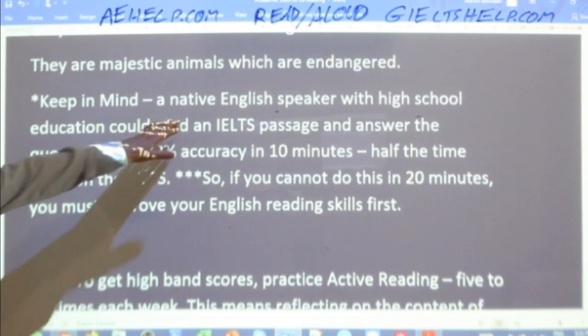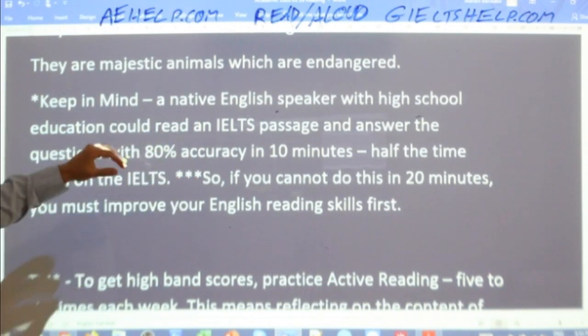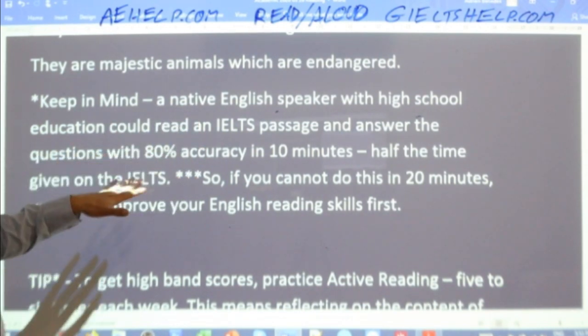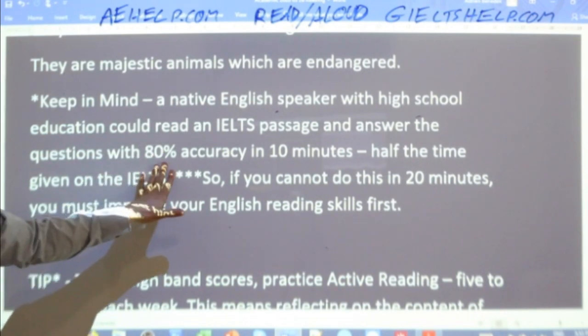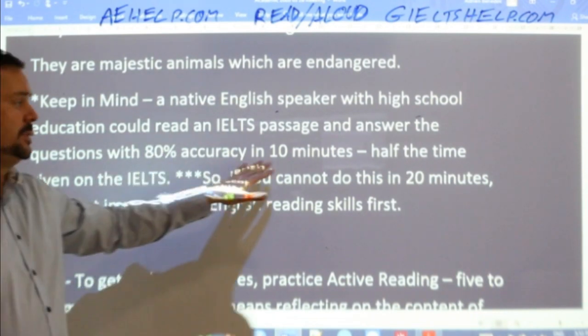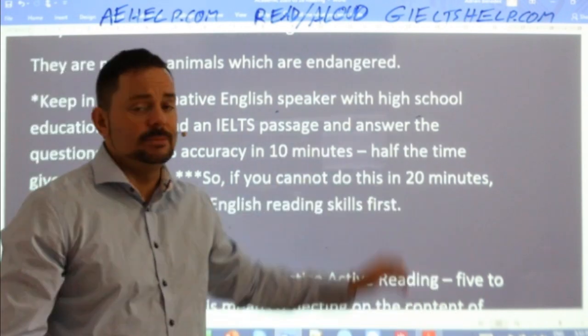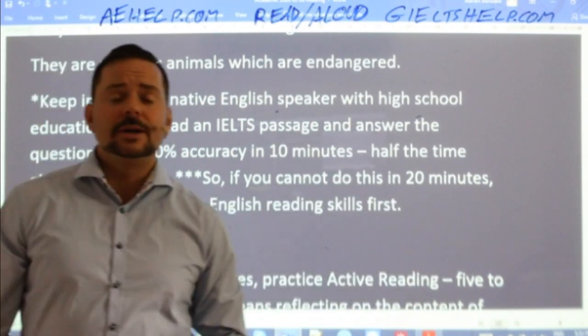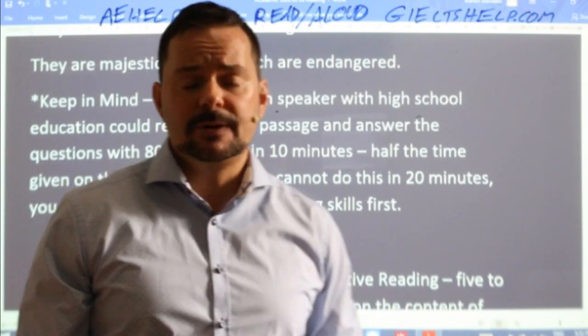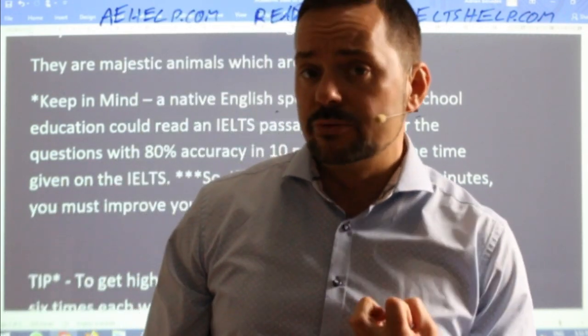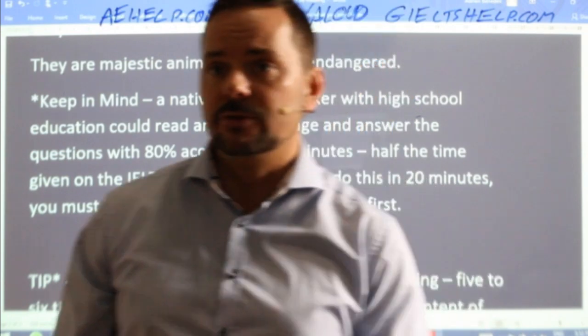Also, remember, a native English speaker with about a high school education will be able to answer 80% accurately on these questions within 10 minutes for reading and answering. So you have double that. You have 20 minutes. If you can't do that in 20 minutes, don't worry too much about the IELTS. Worry more about just improving your English and your reading fluency.